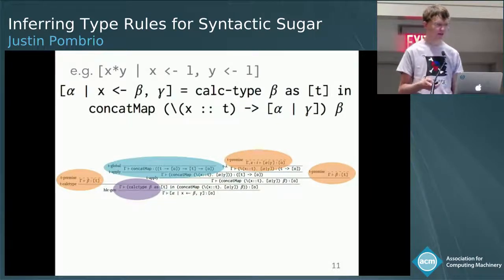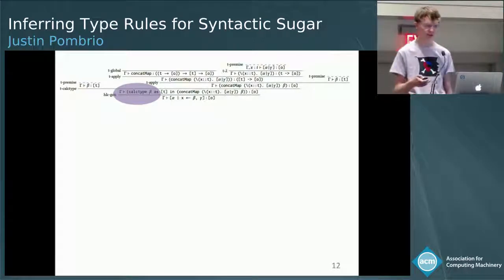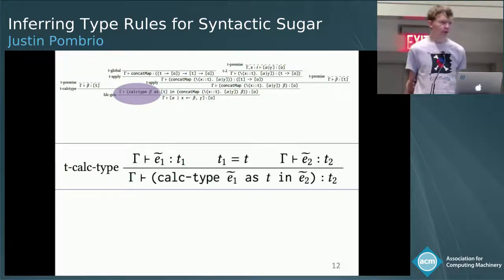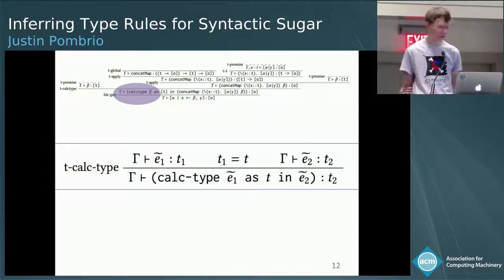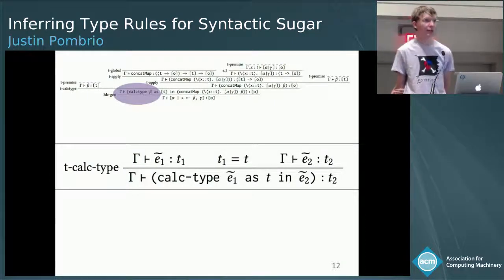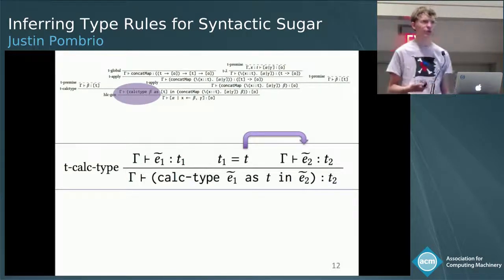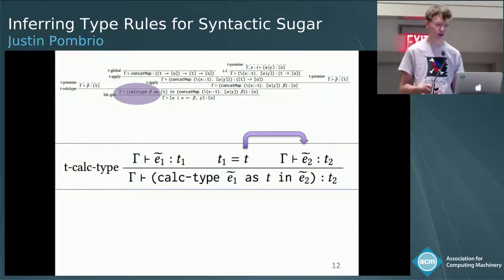So let me first of all zoom in on calc type. So since we can use calc type in the definition of a sugar, we need a type rule for it. Here's that type rule. So on the bottom, this is saying we're going to calculate the type of E1 and call it T, and E2 is the rest of the desugaring. In the premises, this is saying, first of all, E1 had better type check to some type T1. Second of all, T1 had better unify with the type T that you said it would have. And finally, as a result of this unification, any free variables in T are available for use in the rest of the desugaring.